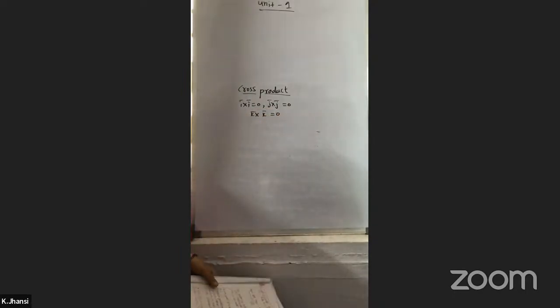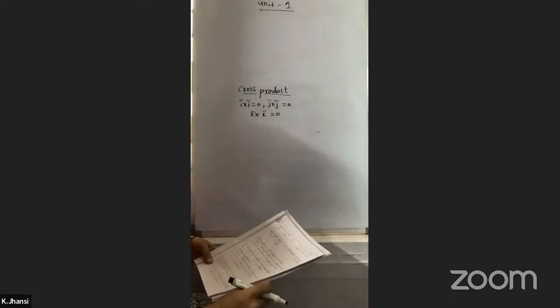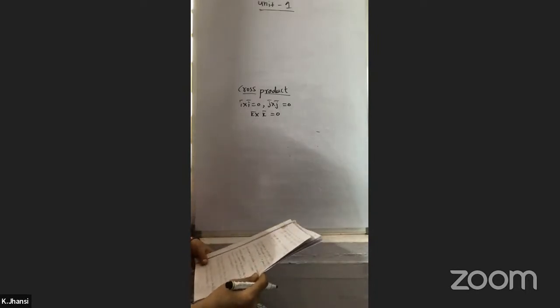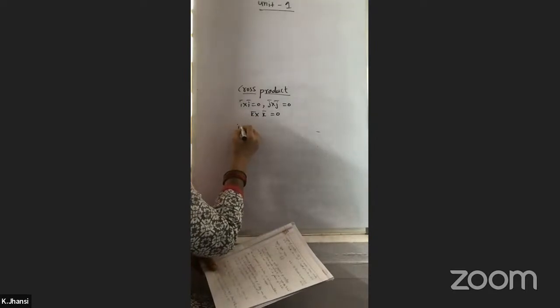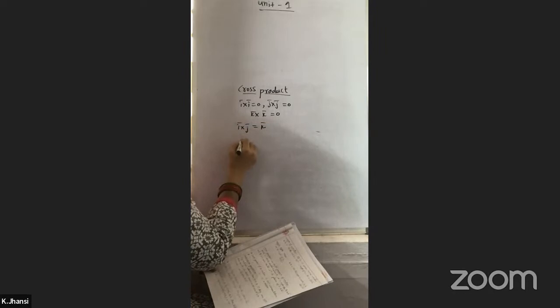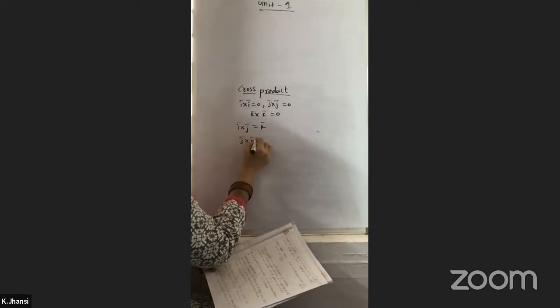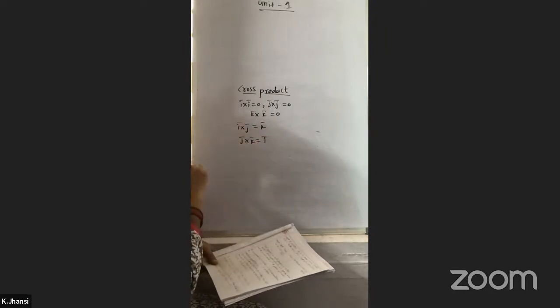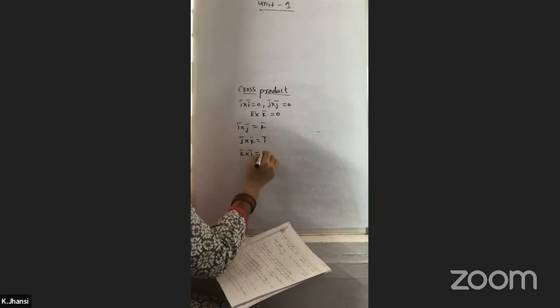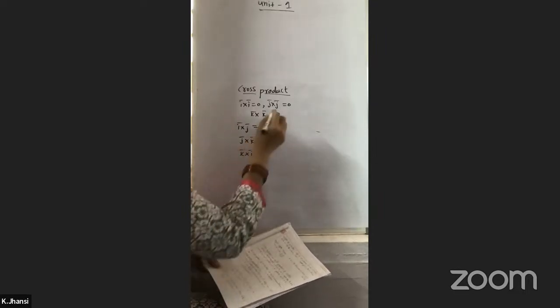Okay. And for what values will you get something nonzero? I cross J is equal to vector K. Next, J cross K is equal to vector I. And after that, K cross I is equal to J. Okay. These are the positive values.